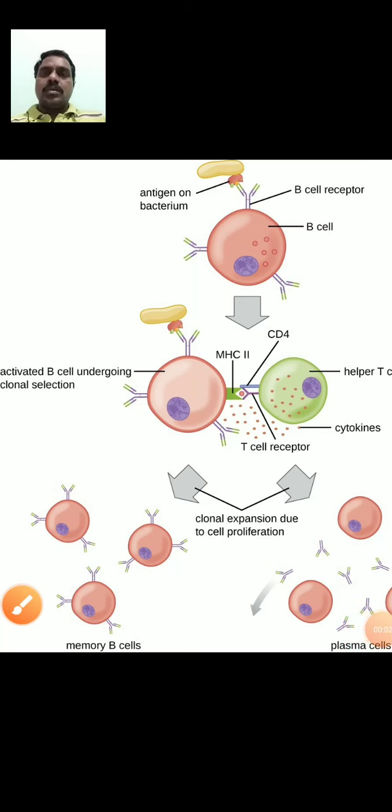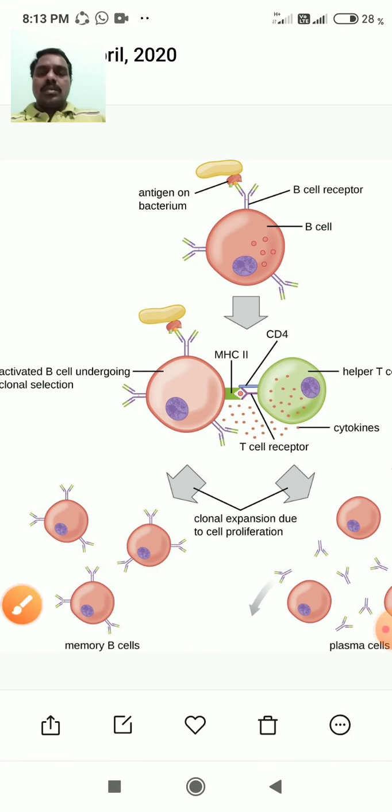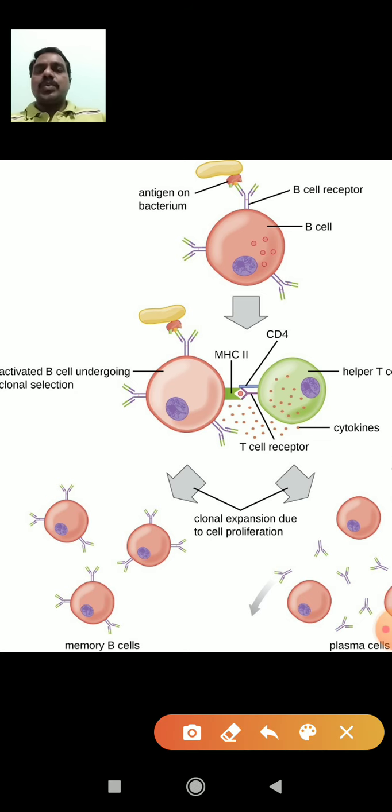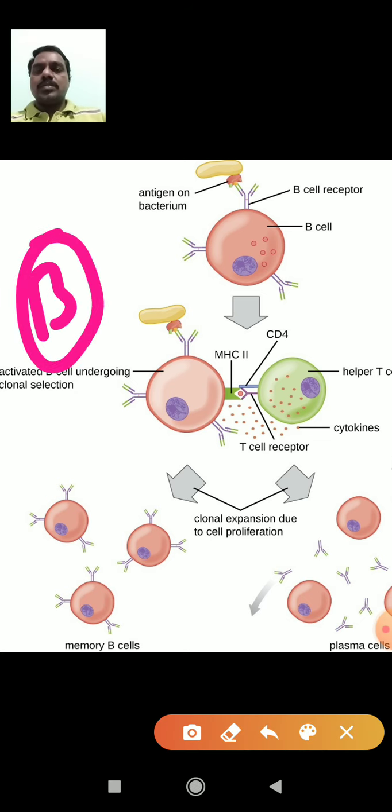Hello students, in this video the topic is B cell activation. B cell activation is very important for binding with the antigen and neutralizing the antigens. These B cells are released from the bone marrow, after maturation is complete. Actually, bone marrow is very important for producing the B cells.